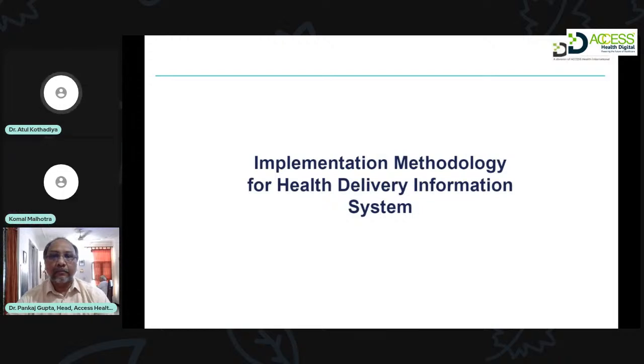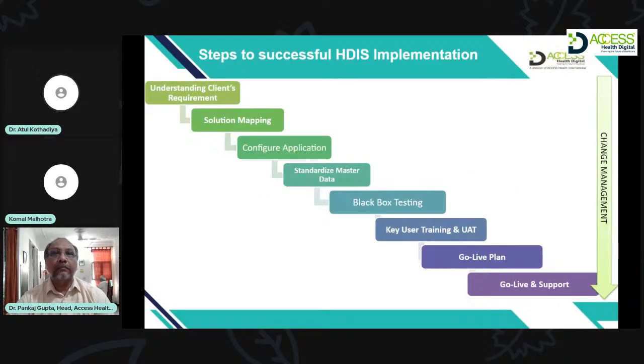So today, we'll discuss the different methodologies of implementing a healthcare delivery information system, and also a short overview of what change management is all about. Can you move to the next slide, please? Yeah. So all these are the steps in a successful implementation of a health delivery information system, right from your client requirement till the go-live and support. I'll take every step one by one.